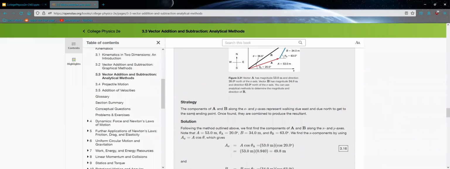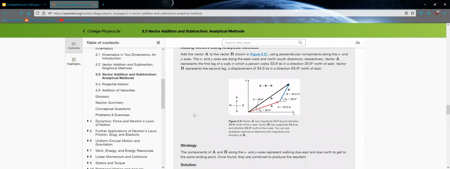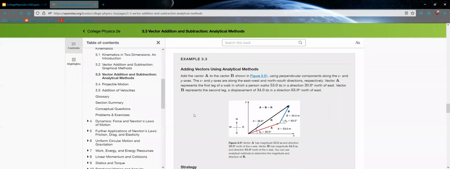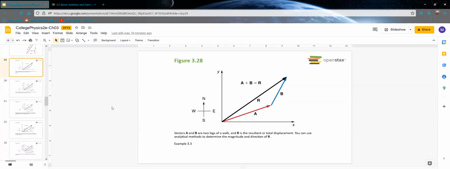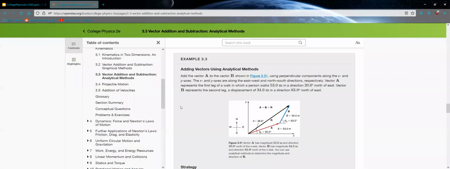Okay, so we know some various things. We know A, for example, starts out at 0, 0. All right, A starts at 0, 0, and then A travels 53 meters.